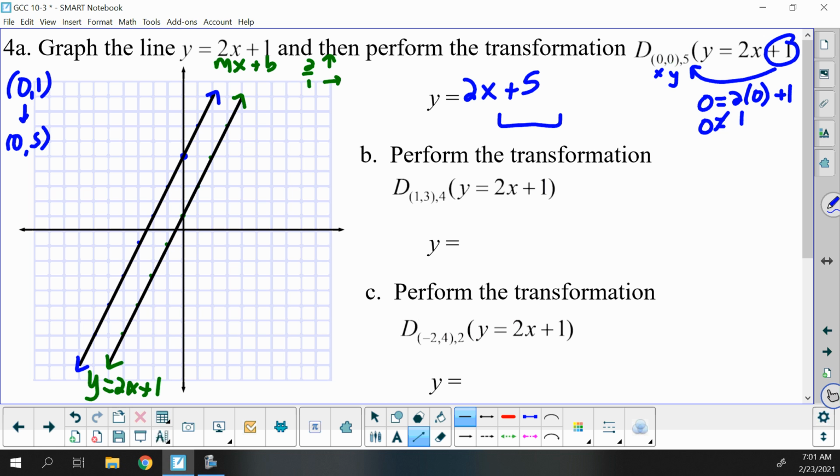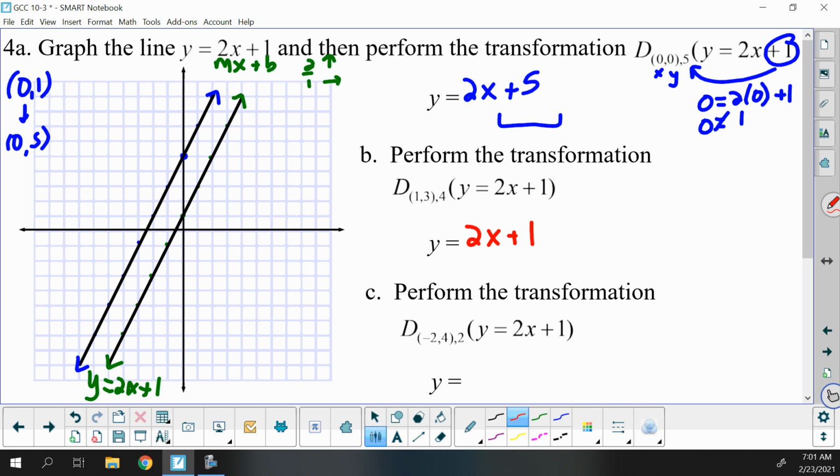All right, next one. Remember the one with the green arrows there is our original. We're now going to be centered at (1, 3). Well, notice (1, 3) is on our line. So therefore, we should get back the exact same line. So nothing we need to do there other than recognize it's going to be the same line.